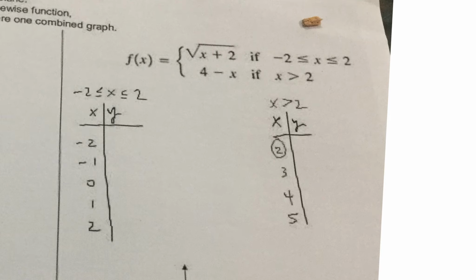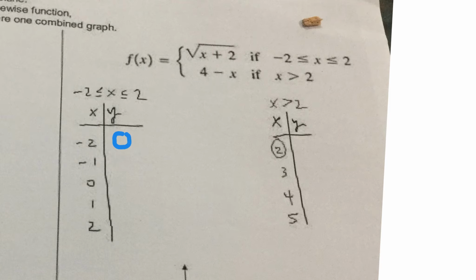So it's got two critical points that I have to make sure I include. Negative 2 and positive 2. So you'll see we have both of those points. And then we have some points between them. Negative 1, 0, and 1. So let's see what happens to my graph when I plug in these values. If I plug in negative 2, the square root of negative 2 plus 2 is 0, and the square root of 0 is 0.